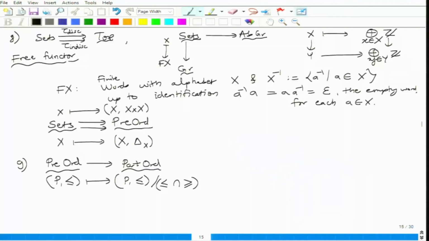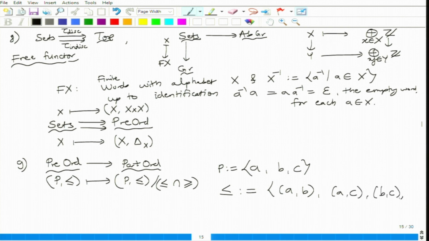For example, if you are confused about this, let me say I have got three elements A, B, C. This is my P. Then I can say my less equal is defined to be this: it consists of A is less than B, A is less than C, B is less than C, and C is less than B. Okay, so all these things are given.